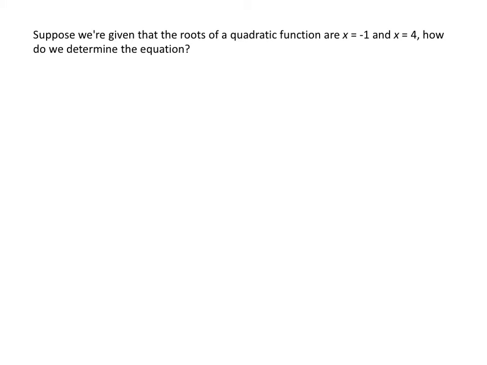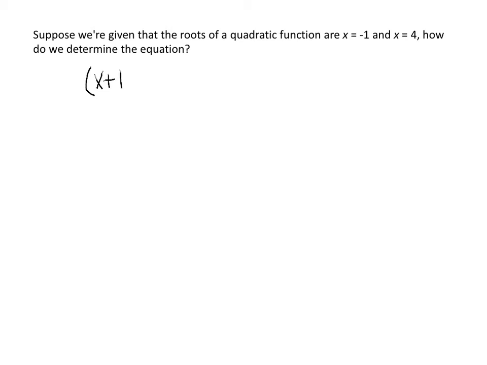In the past couple of chapters, we've been looking at quadratic equations and just determining the roots of those equations. In this lesson, we're actually going to go backwards. So if we're given the roots of x equals -1 and x equals 4, how do we figure out the equation? Well, remember that when we had equations that were factored, each one of those factors told us what one of the roots was.